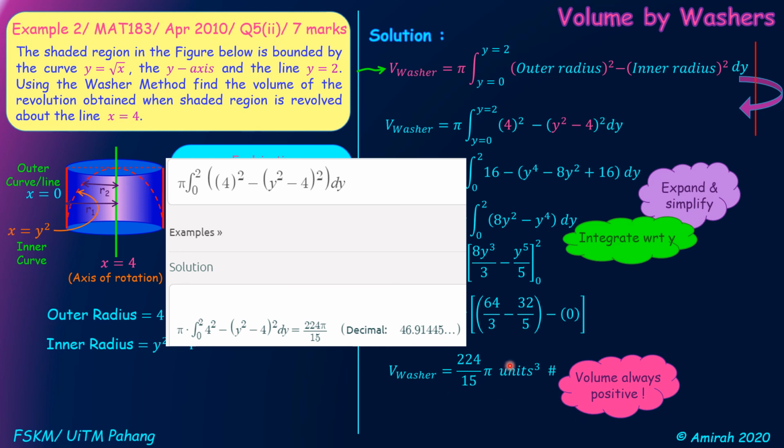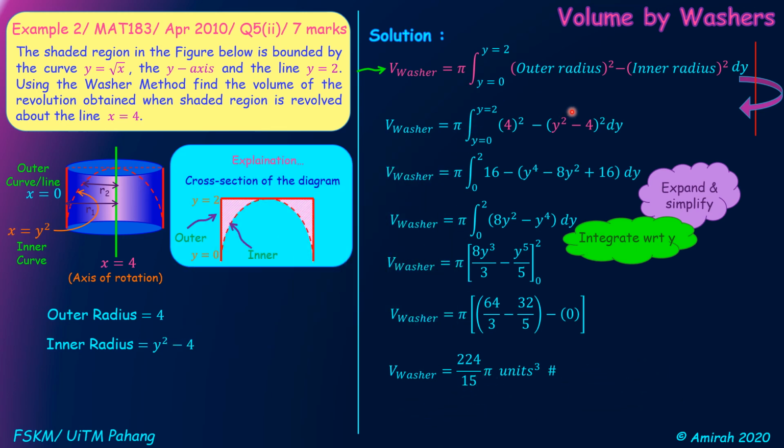The answer for volume is always positive. If we get a negative value, maybe we made a mistake when we set up the formula, or when we integrated, or when we substituted the lower and upper limits. From the final answer here, we just leave our answer in fraction and pi, because it's more accurate compared to leaving it in decimal. So this is the complete solution. Got it? This is the final answer.